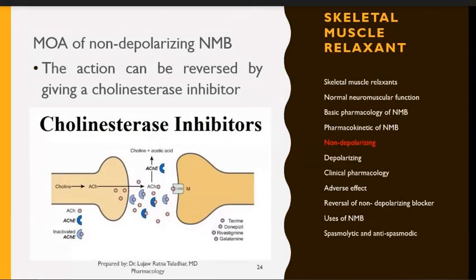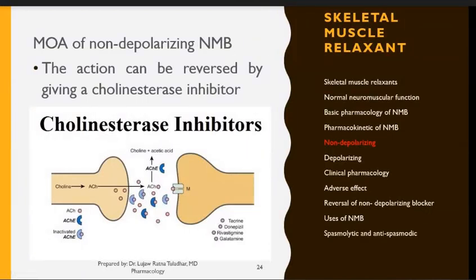जस्तै कि for example यहाँ हेर्नुस्, lots of acetylcholine molecules are here. It is going to be degraded by acetylcholine esterase. If you give anti-acetylcholine esterase molecule, all the acetylcholine molecule concentration is going to increase, which can displace the neuromuscular blockers, which are non-depolarizing. So non-depolarizing neuromuscular blockers can be reversed.